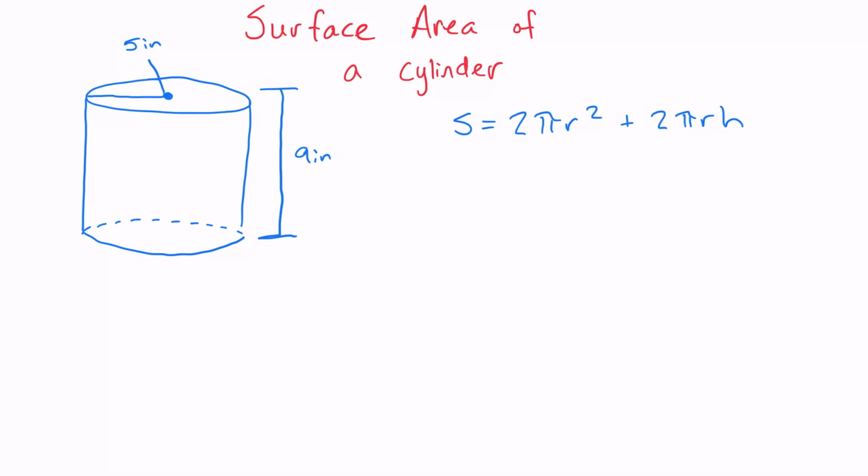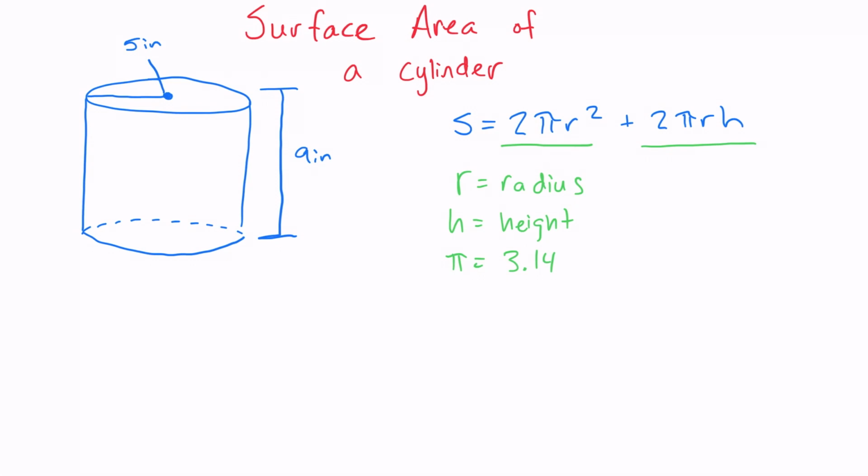So we use S equals 2 pi r squared plus 2 pi rh, where r is our radius and h is our height. We'll be using 3.14 for pi as well. So with this information, we can start solving for our surface area.